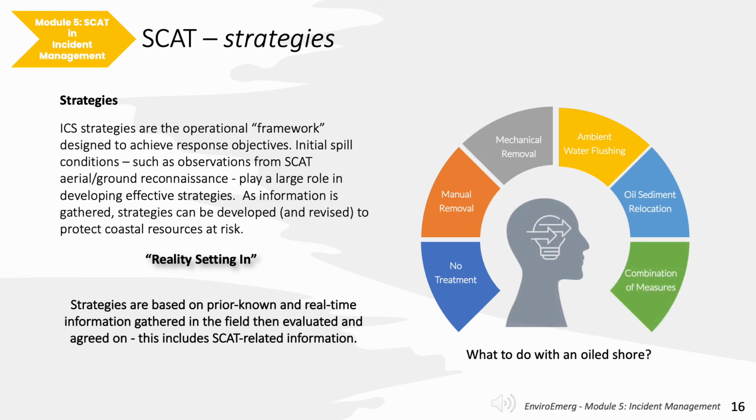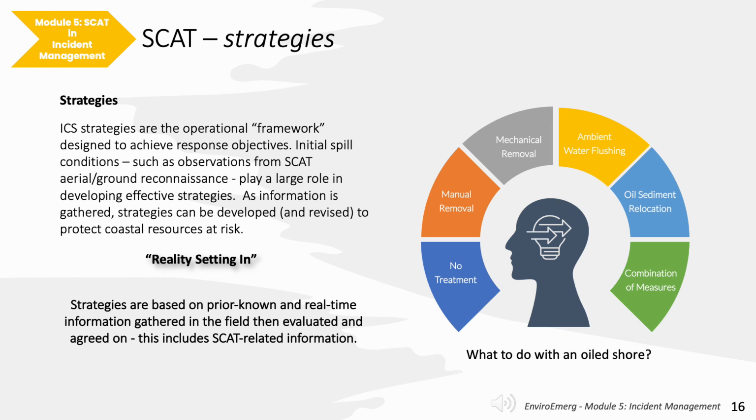Strategies are linked to each objective. There can often be several strategies or courses of action that could be taken. They are short statements such as recover nearshore oil to meet the objective of prevent oil from reaching shores. Initial spill conditions such as observations from SCAT, aerial and ground reconnaissance play a large role in defining and developing effective strategies. As information is gathered, strategies can be developed and revised to protect coastal resources at risk. Essentially, reality is starting to set in, as information comes forward to command and planning and operations.